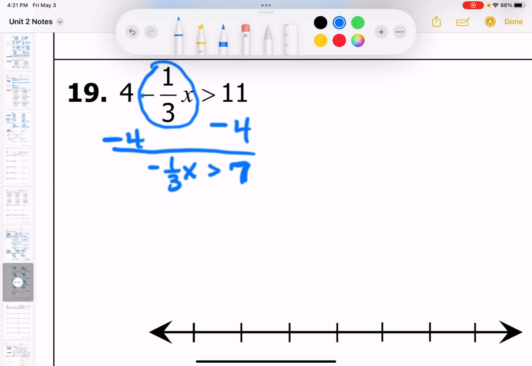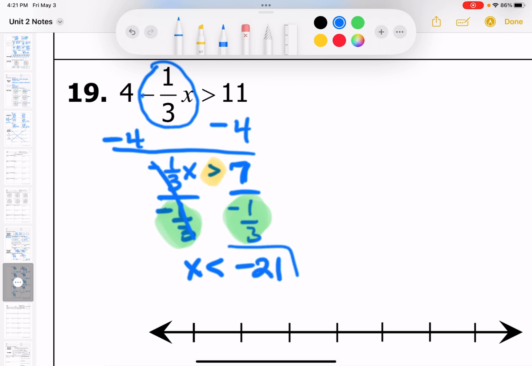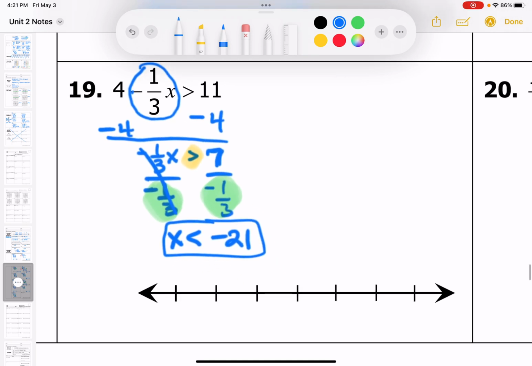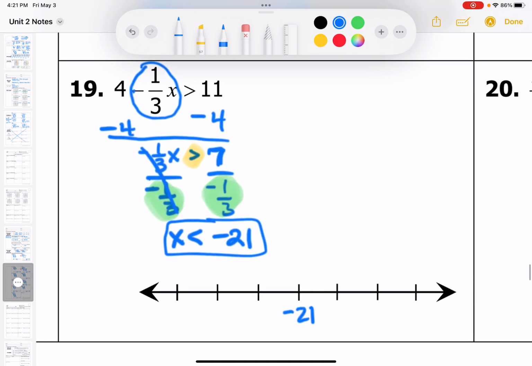Then to get x by itself, I'm going to divide both sides by -1/3. I'm dividing by a negative number, so my inequality sign is going to flip to less than. And then 7 divided by -1/3 is -21. So I'm going to put negative 21 in the middle of my number line. I'm going to use an open circle, and since it's less than, I'm going to shade to the left.